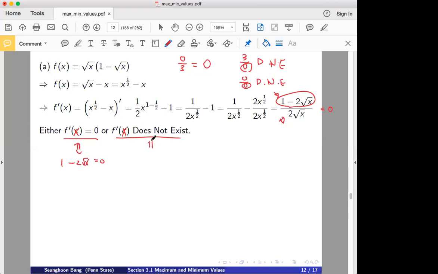The bottom one is 2 times square root of x equal to 0. You can just solve this case. For the numerator, add 2 root x to both sides: 1 equals 2 root x. Divide by 2, so 1 over 2 equals square root of x. Last, square both sides.